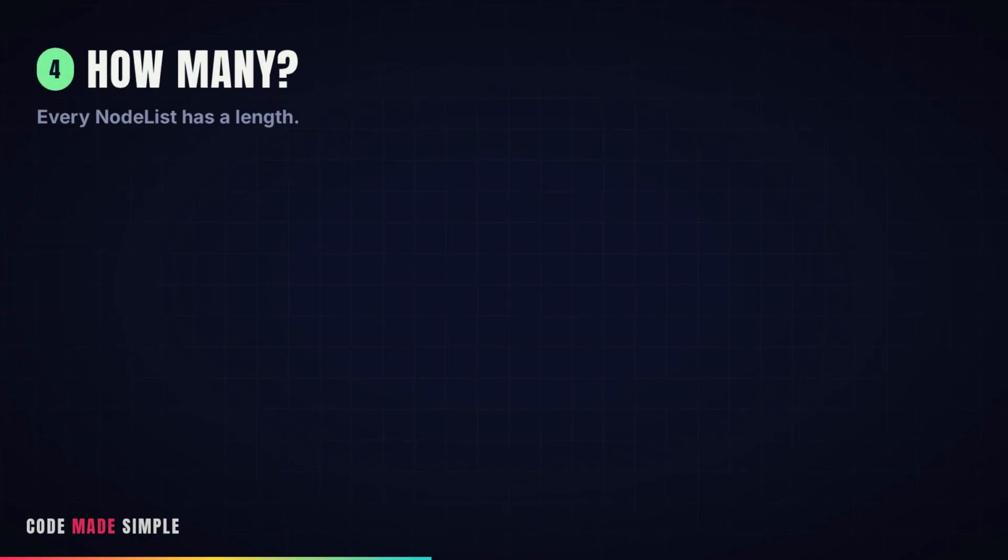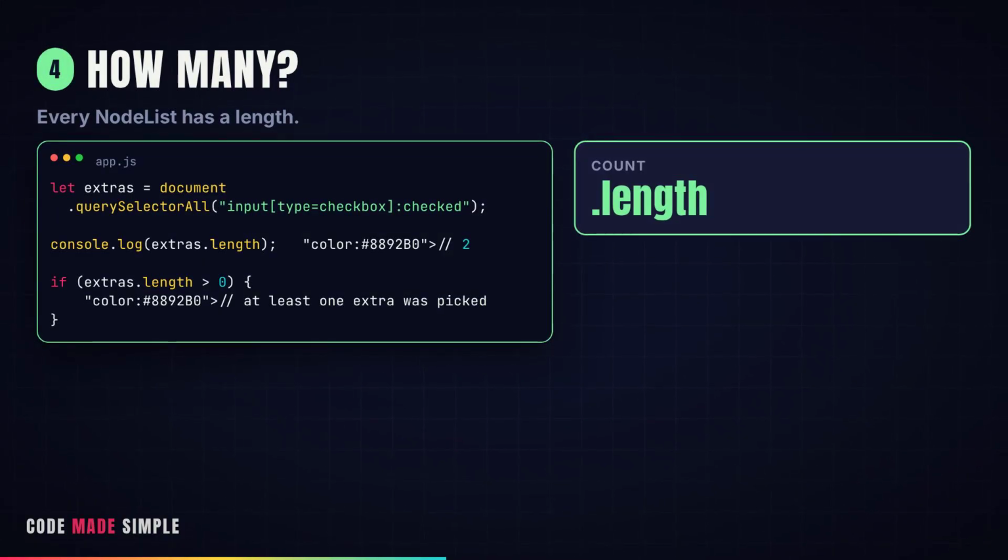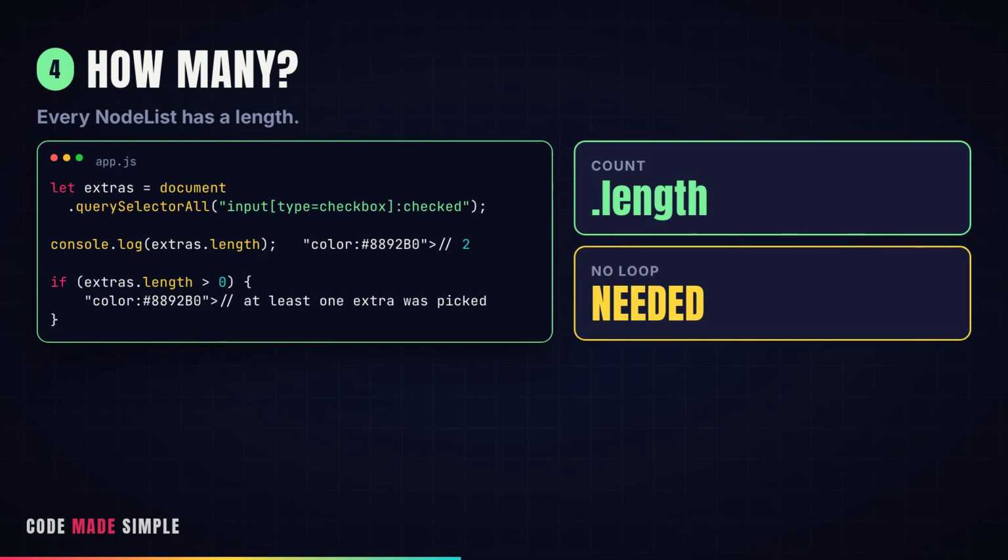Need to know how many? Every NodeList has a length property, no loop required. extras.length gives you the count instantly. Perfect for pricing, validation, or if you picked too many.